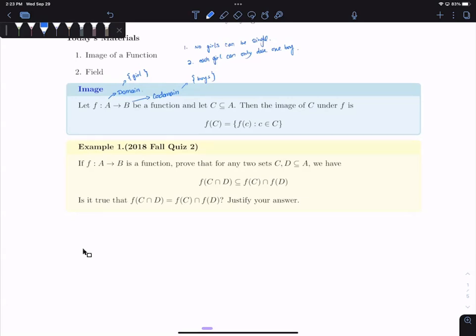And the third thing is, now let's explain the difference between codomain and image. So I said no girls can be single, but in a function, guys can be single. So we will have some single boys. Okay, it's a bad example, but it will make you understand. My single boys will be in my codomain. They are in the codomain, but they are not in the image.